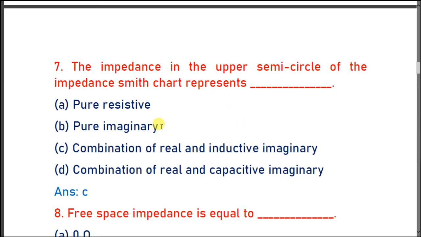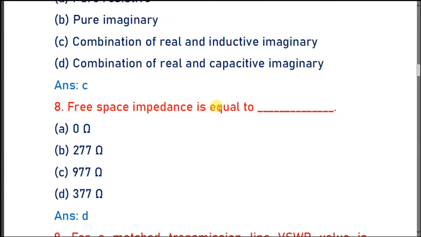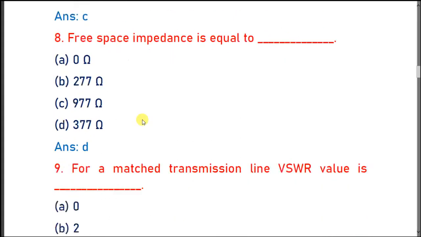So answer is C. Free space impedance is equal to, so you know the free space impedance eta is equal to square root of mu by epsilon. So that is equal to 377 ohm. So answer is D.